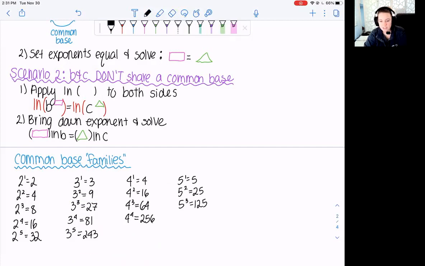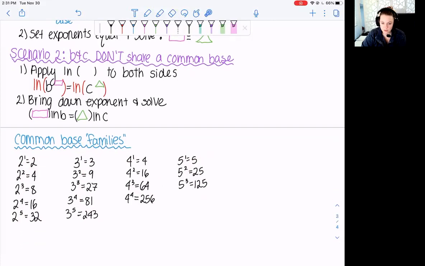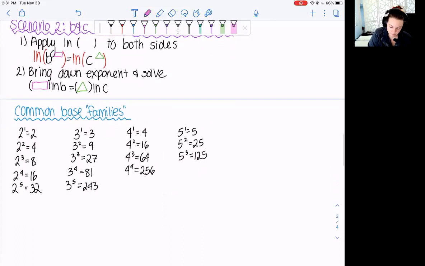So I'm not writing out all of these. It's just that oftentimes when you're doing problems that have common bases, they're typically powers of 2 or 3. Sometimes they're powers of 4 and 5. Sometimes 6 and 7. But these are really the common ones that you're going to see when you're looking for common bases. So those are the common base families.